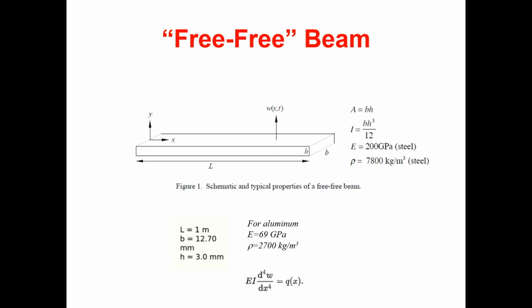We have two types of beams in the lab. So if you were to deal with aluminum, then E is going to be 69 gigapascals, and density is going to be 2,700 kilograms per meter cubed. Okay, and we have all the lengths and all the other parameters as well. So this is the beam we are going to deal with, but you will see all of the information in the lab instruction and also in the lab as well.